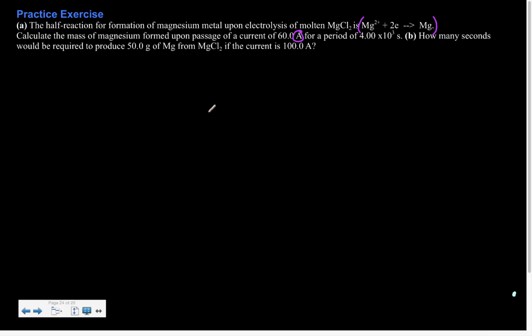Here it's really important to talk about what an amp is. Those of you in physics might be familiar with it, but an amp is coulombs per second. As long as we know that, this just becomes a stoichiometry problem, wherein I know that if I have 60 amps, that's 60 coulombs per second, and then I know that we are running our cell for 4 times 10 to the third seconds.